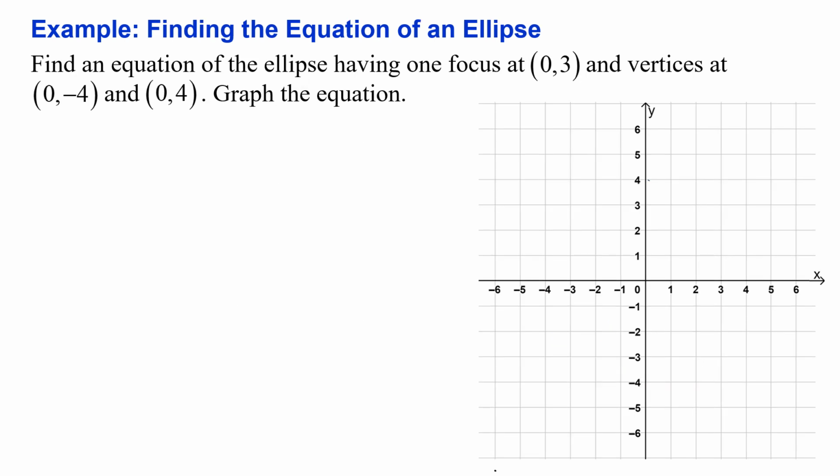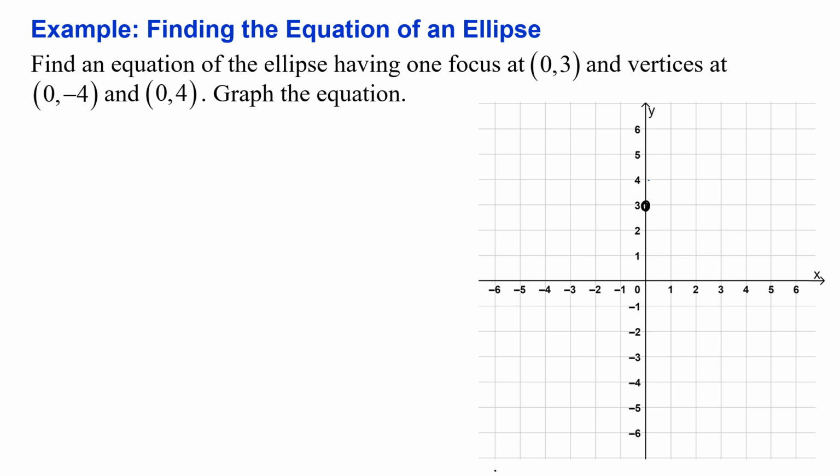In this example, we're told to find an equation of the ellipse having one focus at (0, 3) and vertices at (0, -4) and (0, 4), then graph the equation. So to begin, I like to plot the information given in the xy grid to begin visualizing the graph. Let's use a rectangular plane with x-axis from -6 to 6 and y-axis from -6 to 6.